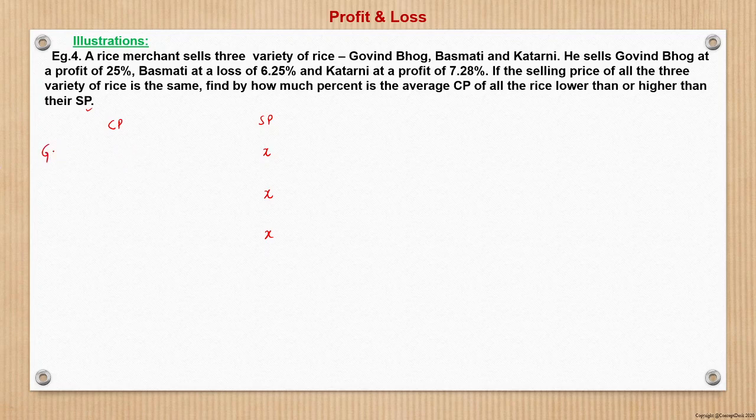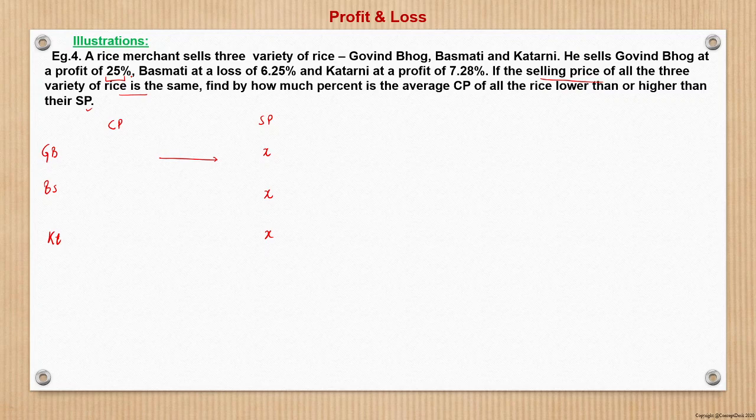I write here Govind Bhog, Basmati and Katarni rice, three varieties of rice. Now, it's given that the selling price of all three varieties of rice is the same. Let us assume any figure X, right? So this is the same. However, we know that in the case of Govind Bhog, there is a profit of 25%.